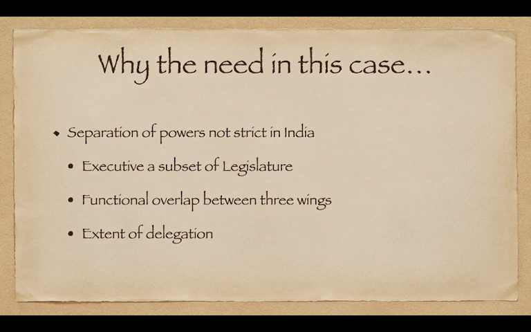It was quite evident that separation of powers is not strict in India. For example, the executive is, for all practical purposes, a subset of the legislature. It's not just a functional overlap between the three wings, but also personnel overlap. As you are no doubt aware, for a person to be appointed as a minister in the Council of Ministers of a state legislature or of the union, that person already has to be a member of that state legislature or of the parliament, either Lok Sabha or Rajya Sabha, or in the case of the states, either the Vidhan Sabha or the Vidhan Parishad.